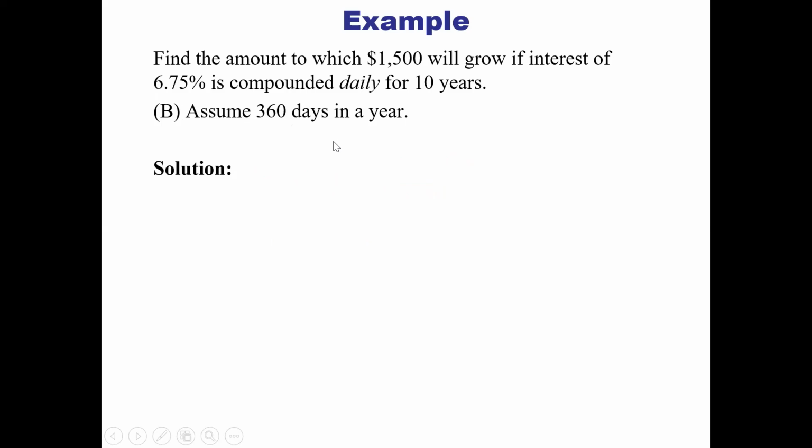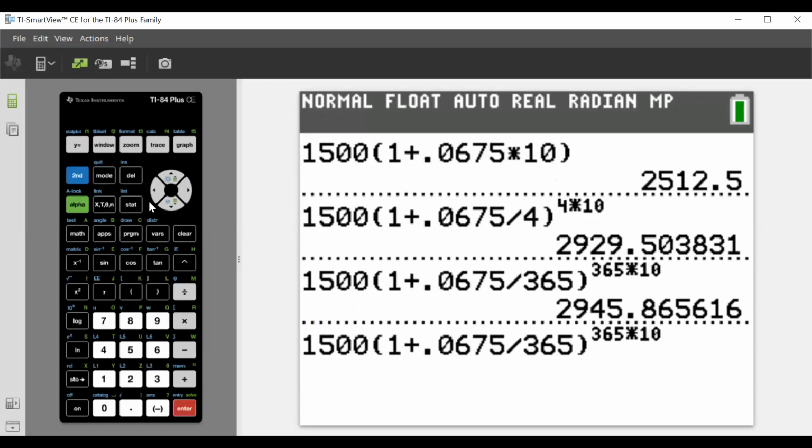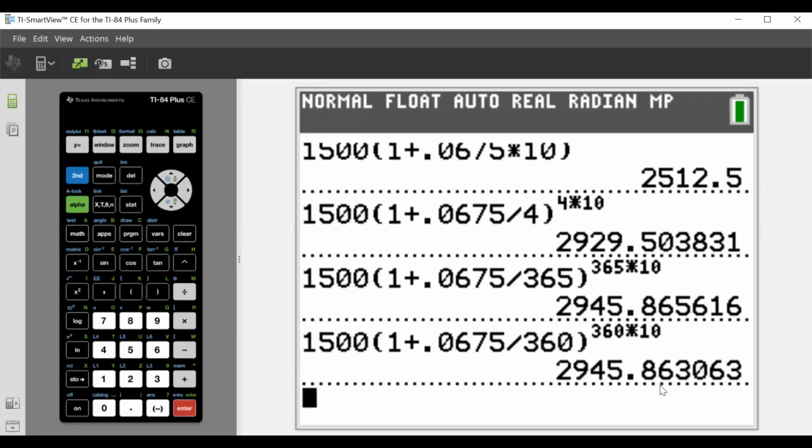Now let's assume 360 days a year. Okay, so this one, we're going to do the same thing as the last one. A is equal to 1500 times 1 plus 0.0675. Now we're doing 360 days per year, so we take 360 times 10 instead. And so that is equal to, now if we do a second enter and we go back here, we can change that to 360, and we can change that to 360, and we get 2945.86.